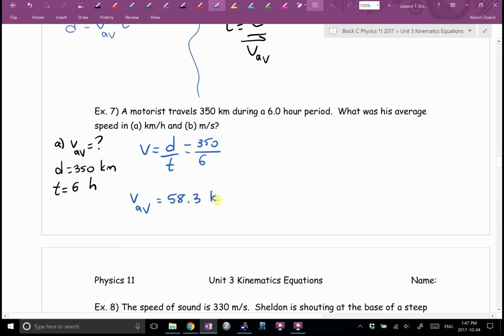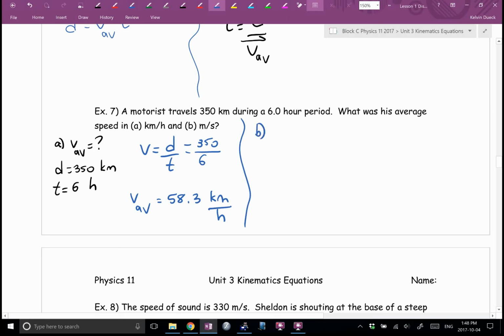Units. Distance was kilometers, time was hours. The units pop out of the equation. Distance divided by time must be kilometers per hour. Now, kilometers per hour is the speed probably that most of you are the most familiar with, especially in your grade 11 or 12 years as you're getting your driver's license. All of our road speeds are kilometers per hour. That is not the preferred units for physics. The preferred units for physics are meters per second. So we're going to do a unit conversion.